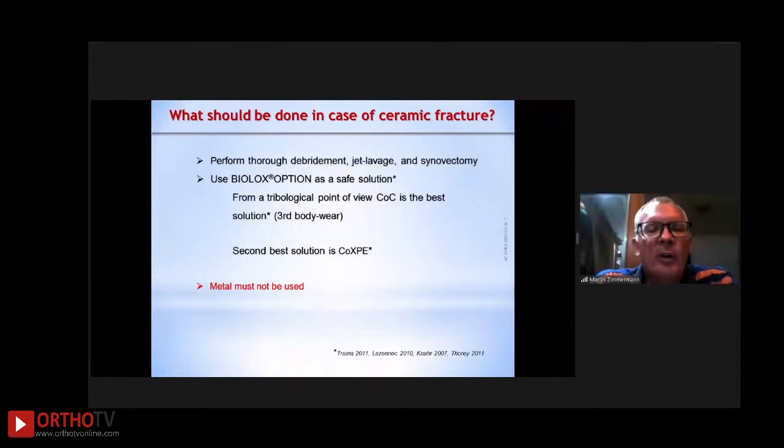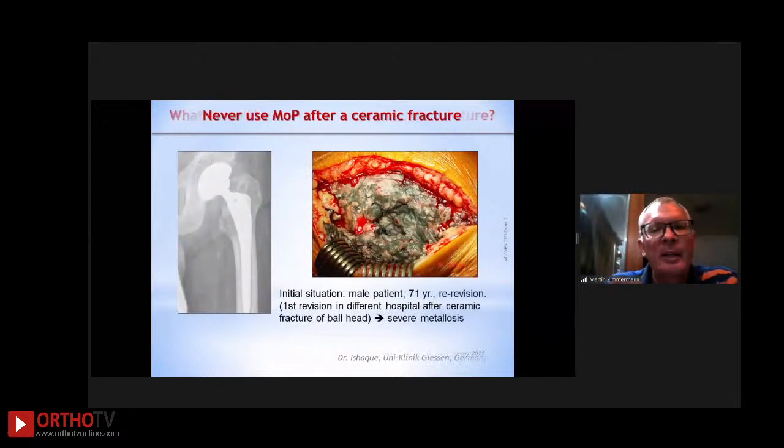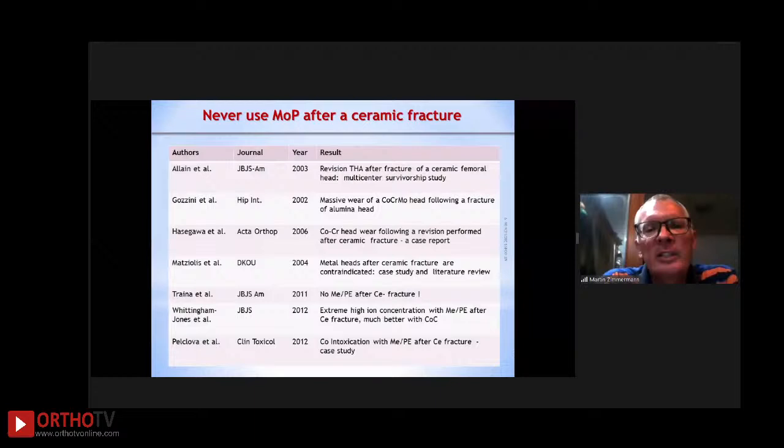What you should always avoid is a metallic ball head, because you cannot avoid leaving some ceramic particles. And if you have a metallic head, you create a grinding machine. And this is the result if you are using a metallic ball head after a ceramic fracture. As you can see in this case, a male patient, 71 years, a re-revision, and the surgeons put the metallic ball head after the fracture of the ceramic ball head, and this kind of metallosis appeared. Actually, this has been well known for many years.